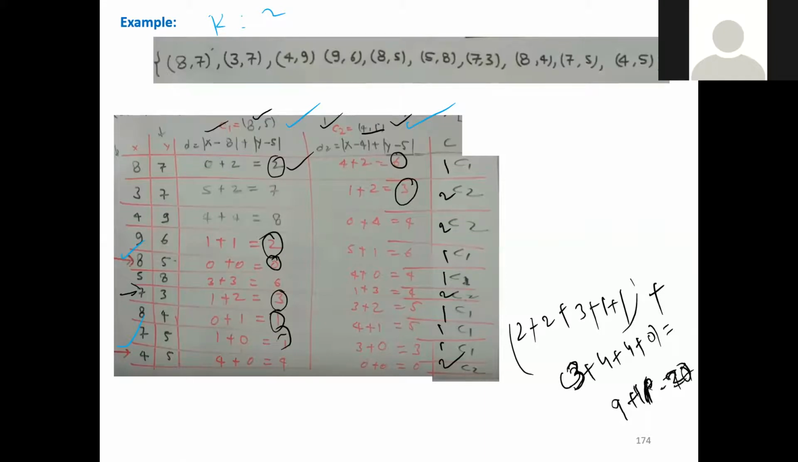So here, with this selected medoids, what are the medoids? 8, 5 and 4, 5. So with this selected medoids, we can have some generated clusters and we can have a cost of 20. And what is the next move? What is the next move?